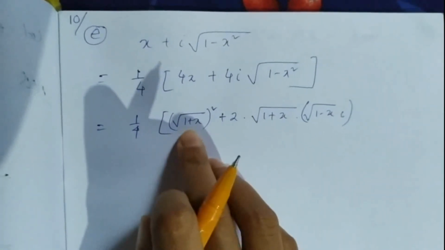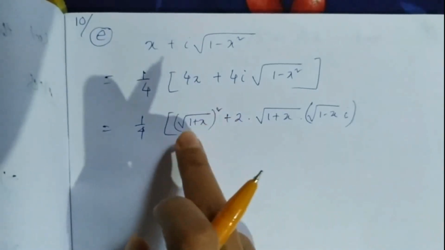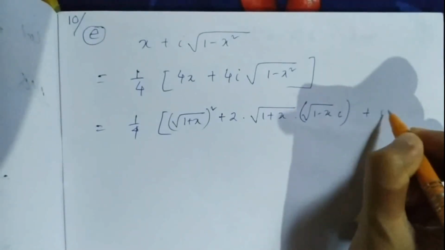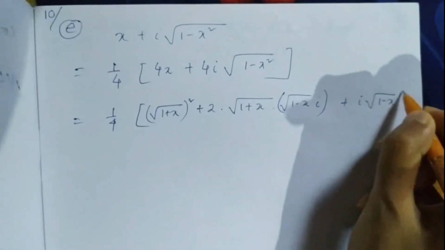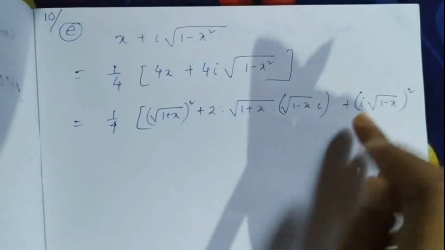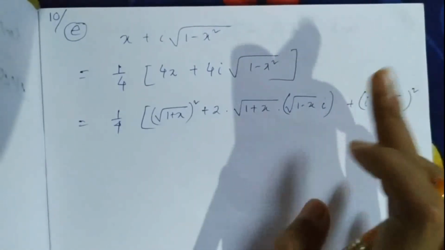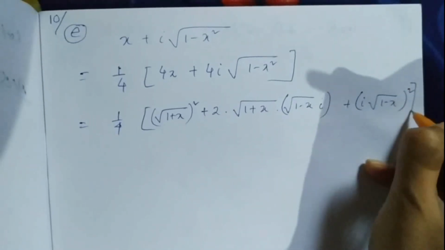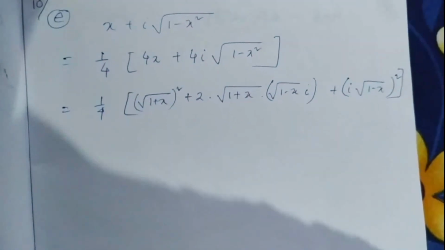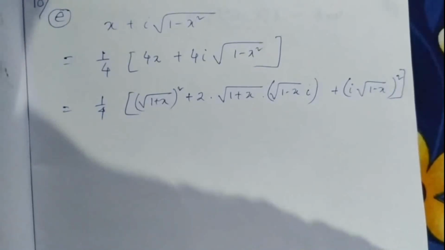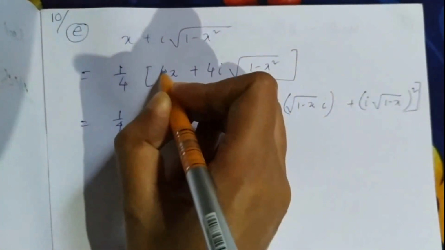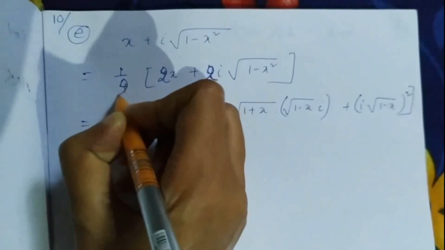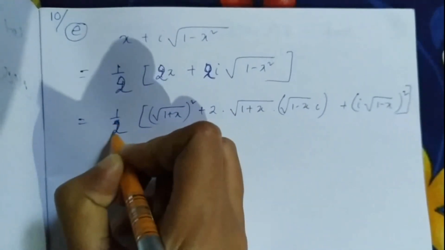So it will be the square root of (1 plus x) whole square, so I will get 1 plus x. And here, if I write plus i into the root of (1 minus x) whole square, I will get minus 1 plus x. So it will be 2x, no? So write it just 2. Sorry, it will be 2.